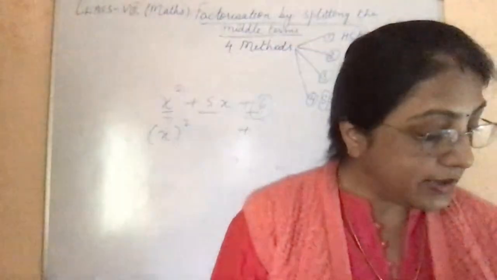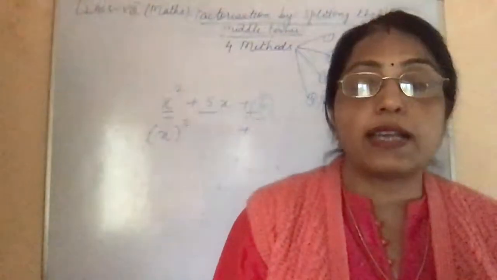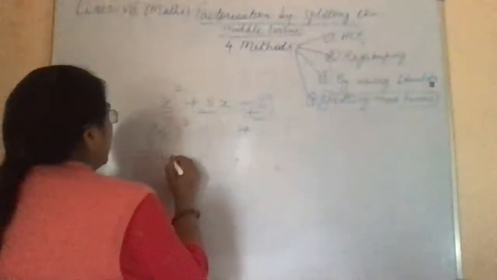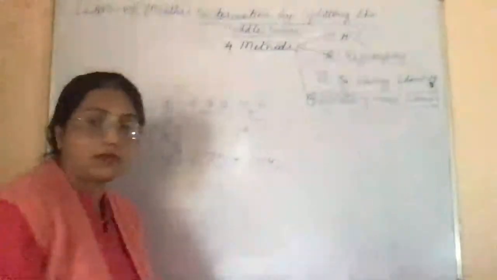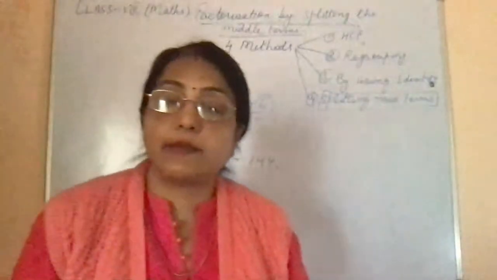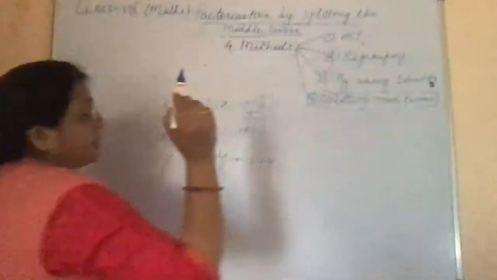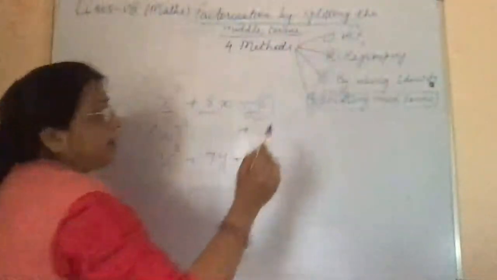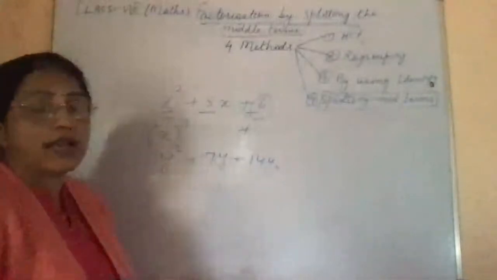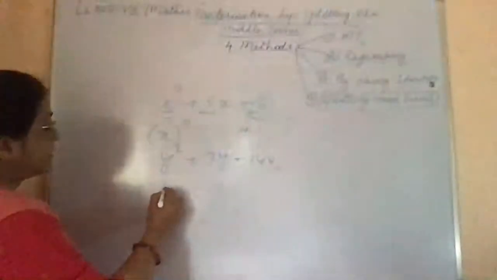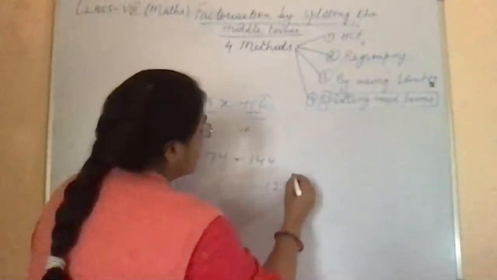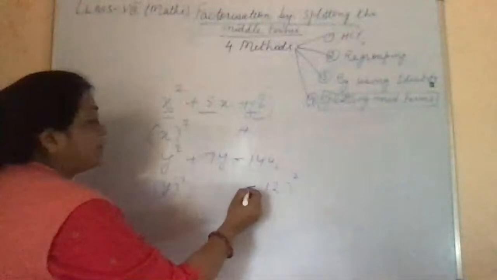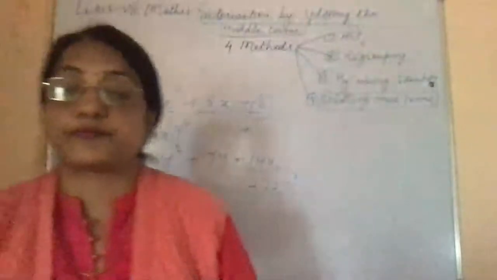splitting the middle term. Suppose I take another question, y square plus 7y minus 144. One more example I am giving you, where no HCF method, no regrouping works. Suppose we use identity, then it is y square and here it is 12 square. Can we use any identity here?